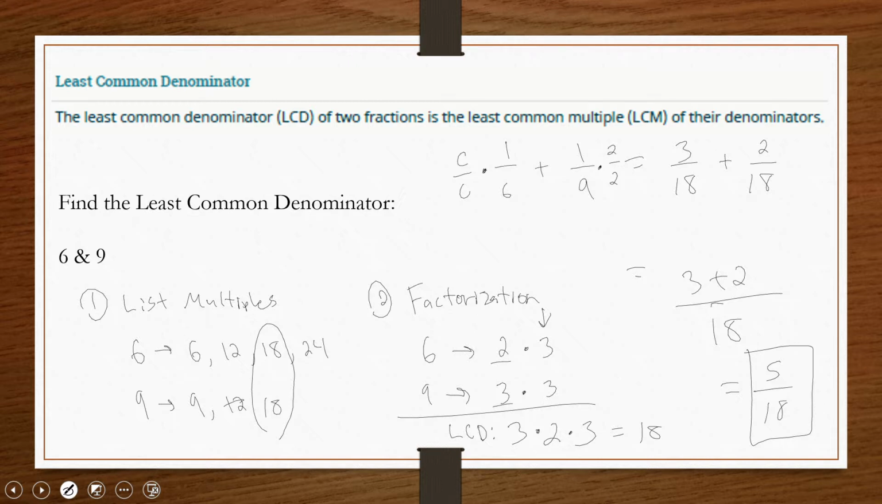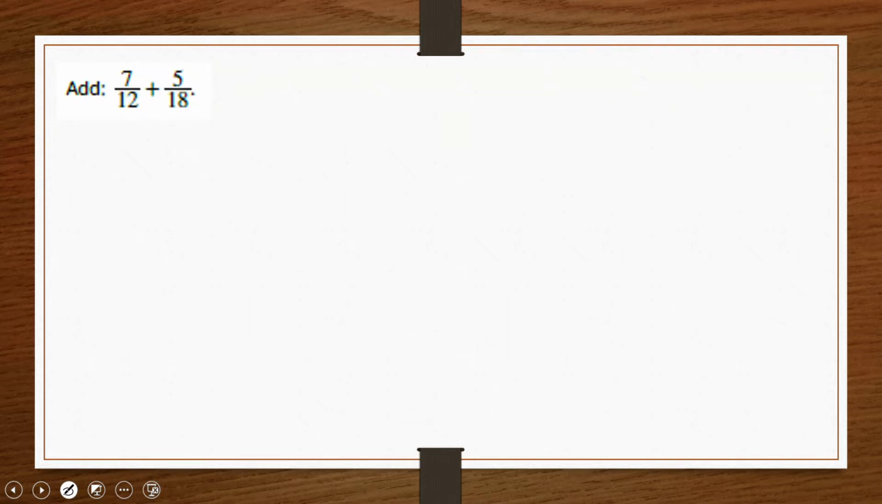So there are two methods here that I've listed. You can view these in a previous lecture if you want some more examples. So let's try one more of these. I'm asked to add in this example 7/12 plus 5/18. So I'll use the list method here. For 12, the multiples would be 12, 24, 36. For 18, I get there pretty quickly: 18 and 36. The result here gives me the LCD that I need.